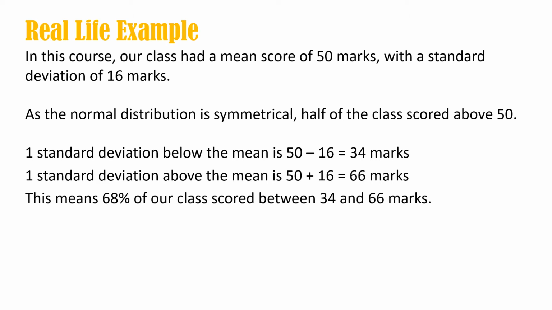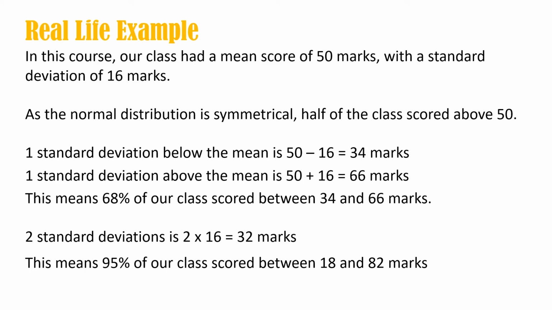So then the next thing would be to look at 95%. Where are 95% going to fall? Well, that's 2 standard deviations. So I can go 50 minus 16 is one lot of standard deviation, minus another 16, or I can just go my 34 marks and take 16 away from that. But what we're looking at is 2 standard deviations. So that's 2 lots of 16, which is 32 marks. So I'm going to go 50 minus 32, and I'm going to go 50 plus 32.